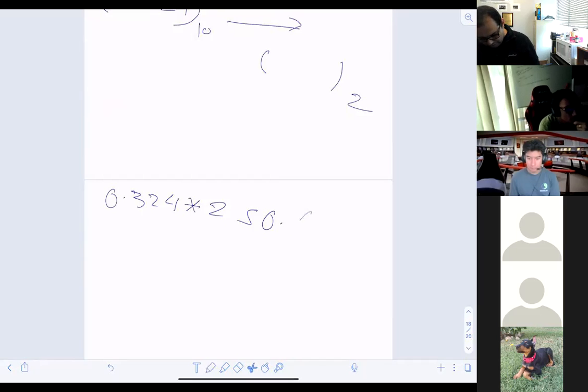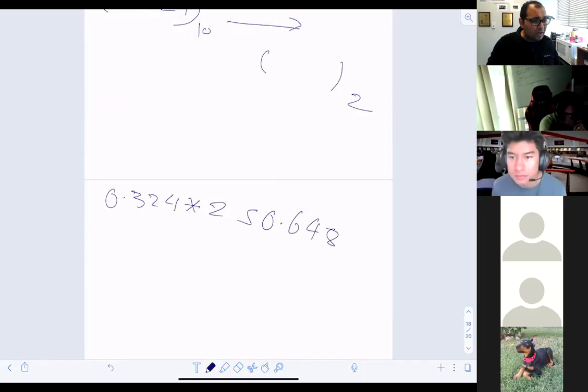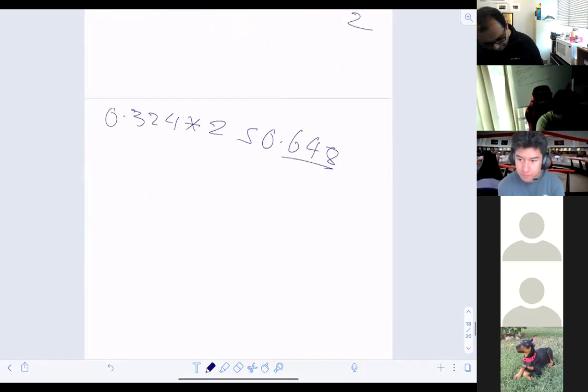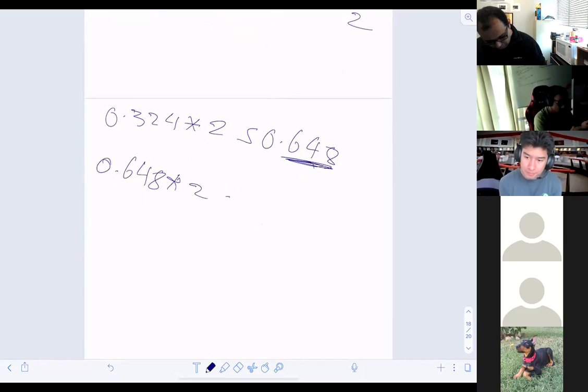So you're talking about 0.648, right? How many digits are you looking for? What is your precision? 3, or 4, or 5? Let's say 4, right? So that means I'm gonna do this 4 times. So now I'm gonna take this fraction and also multiply by 2. So I take the fraction 0.648 times 2.